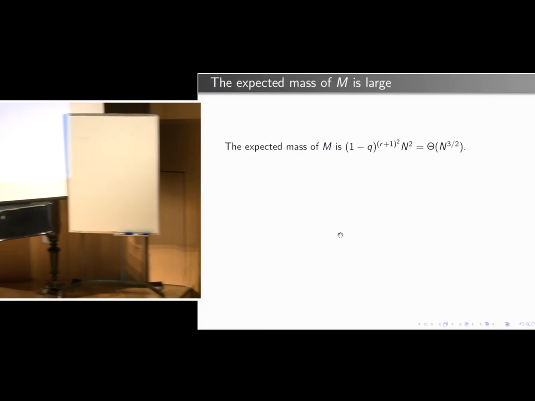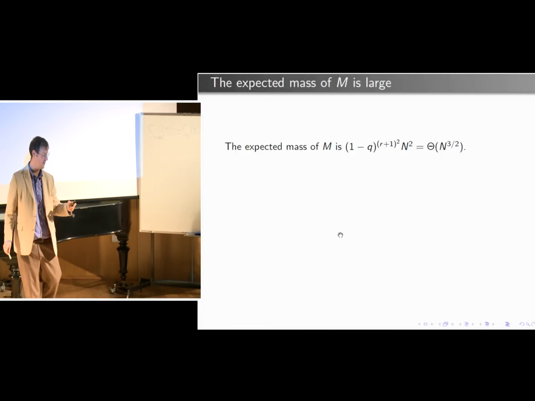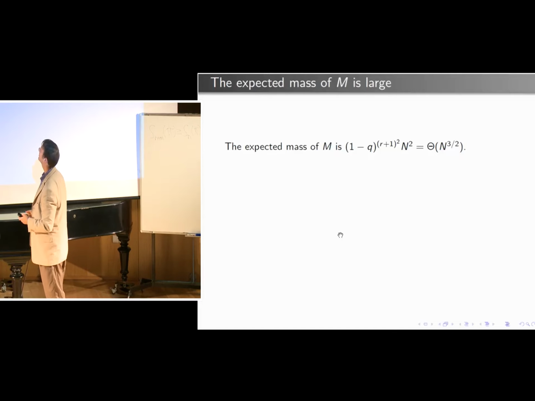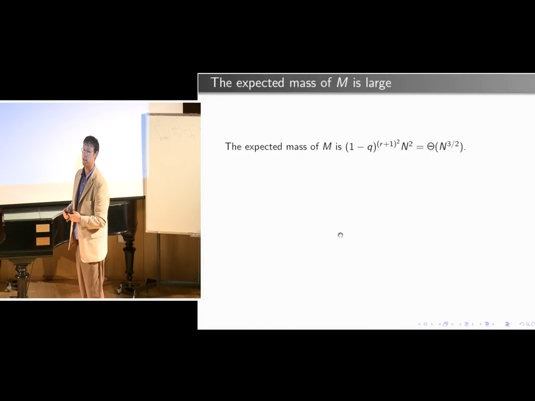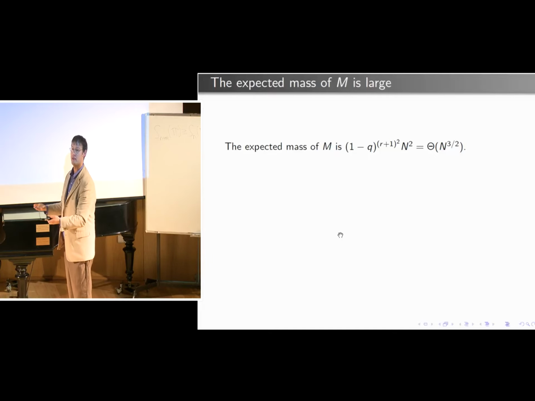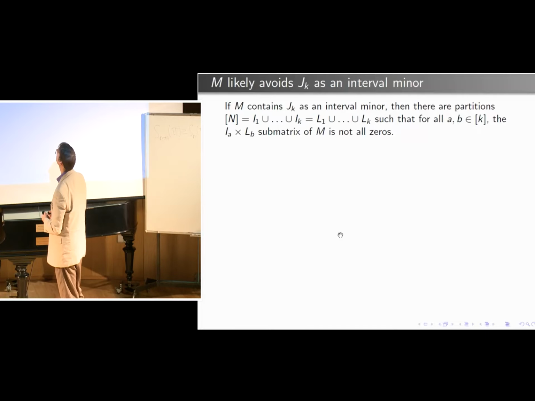Now we're going to look at the probability that this random matrix M contains J_k as an interval minor. If you can show it's very unlikely that M will contain J_k as an interval minor, and the expected mass of M is large, then you can put those together and show there exists a matrix M which has large mass and avoids J_k as an interval minor. Okay, so here's the new part.